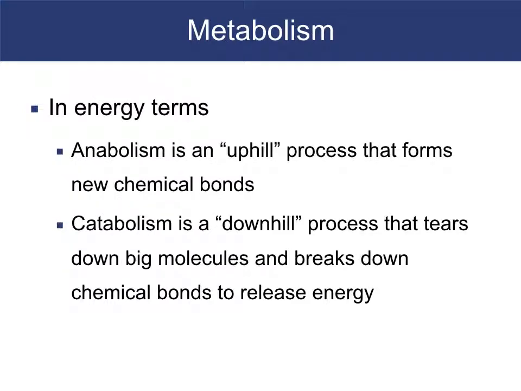So in energy terms, in terms of this energy flow, which is kind of what we're talking about today, anabolism is an uphill process. It takes energy to build new stuff and to make these new chemical bonds that are going to create these new chemicals. Catabolism, on the other hand, is a downhill process that tears down big molecules. It breaks down chemical bonds, and it releases energy. So if you go back to that earlier diagram, anabolism is going up, catabolism is coming down. It's all going on all the time in us.